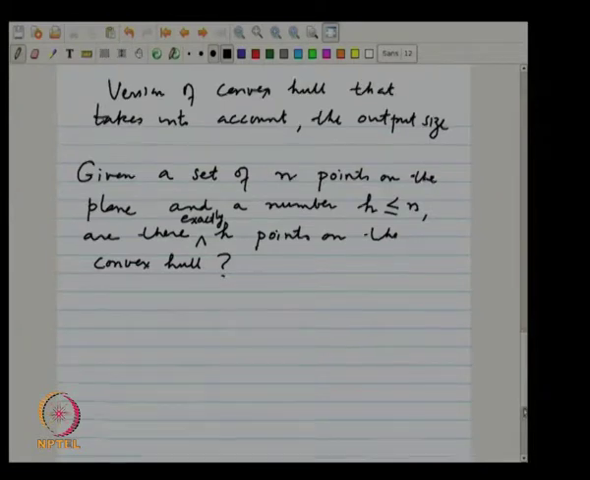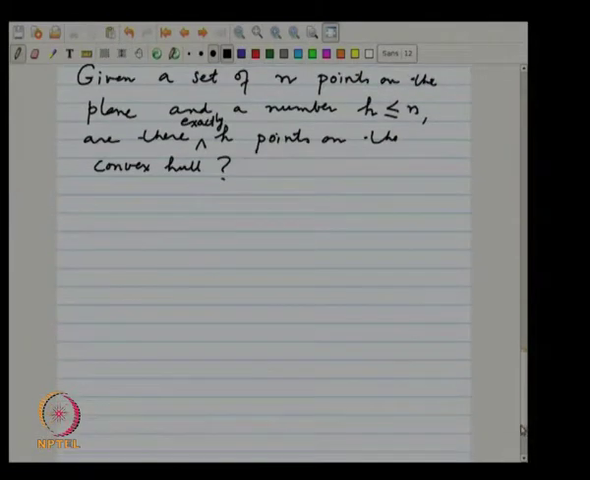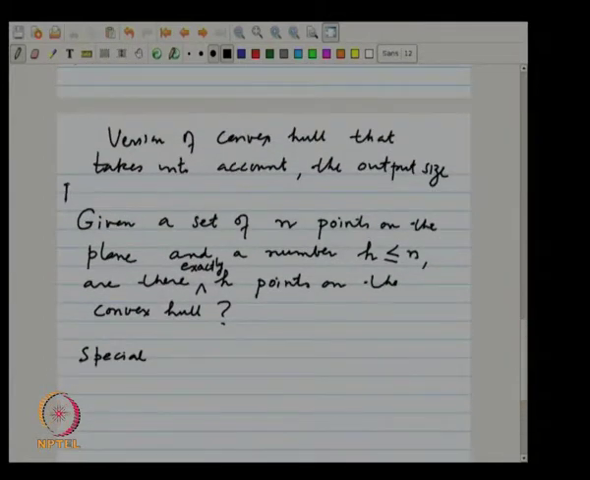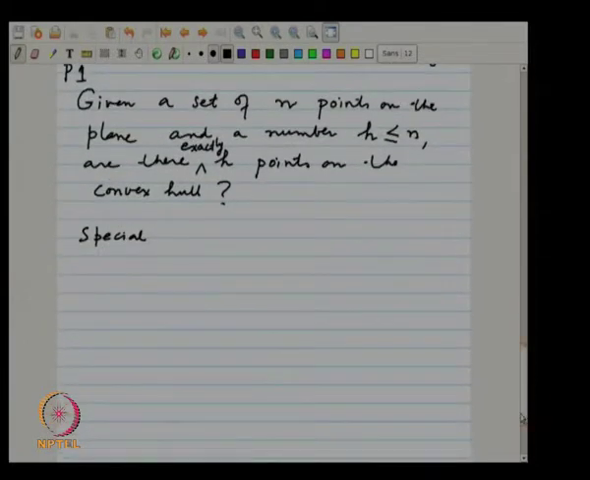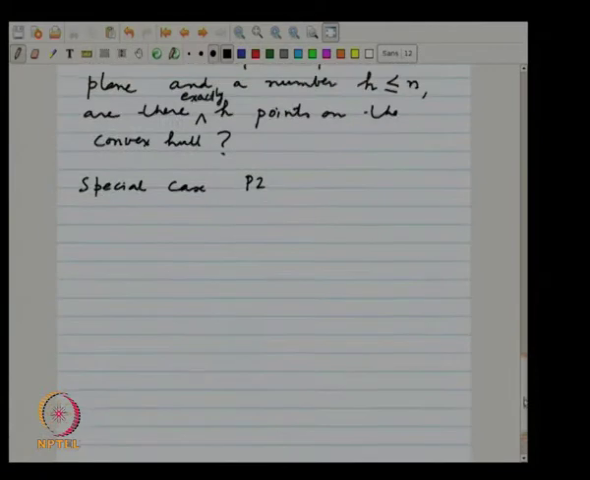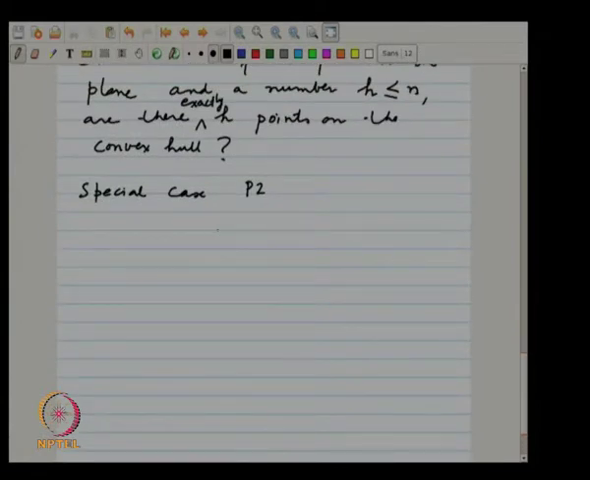So, for this problem, what I will devise is a special case of this problem. Let us call this problem P 1, and then we will talk about a special case P 2, and P 2 looks like this.